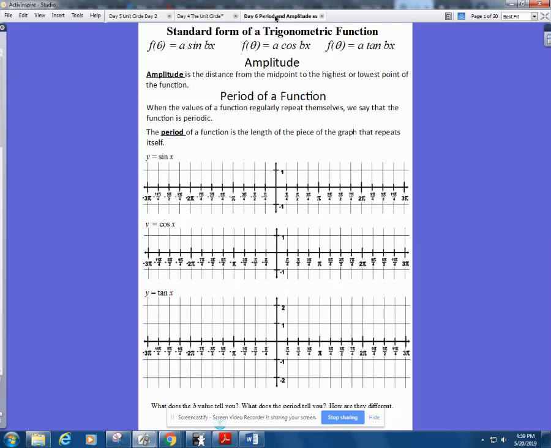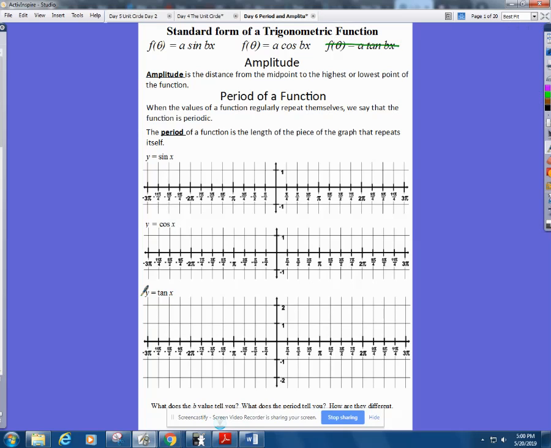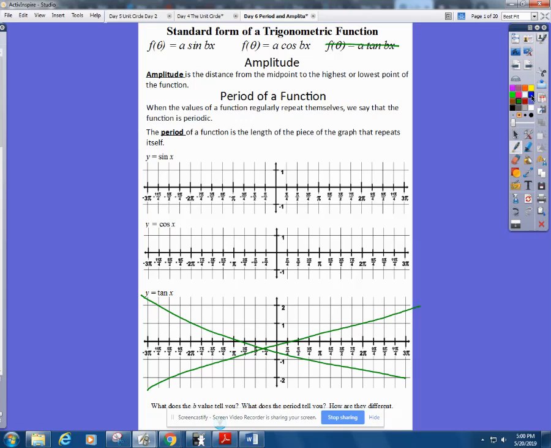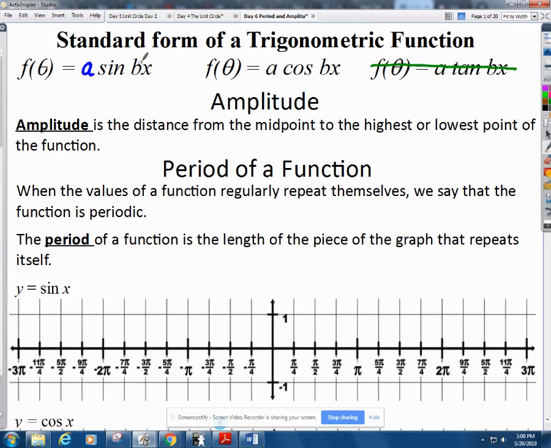All right, page 24. Standard form of a trigonometric function. Good news is that you can cross out tangent. We are not going to be working with any of the tangent functions, so we can cross that out. We're just going to study sine and cosine. So standard form of a trig function is f of theta equals a sine b of x. So y equals a times sine of b times x. We have these two a and b values. A is the number in the very front, and b is the number in front of x.